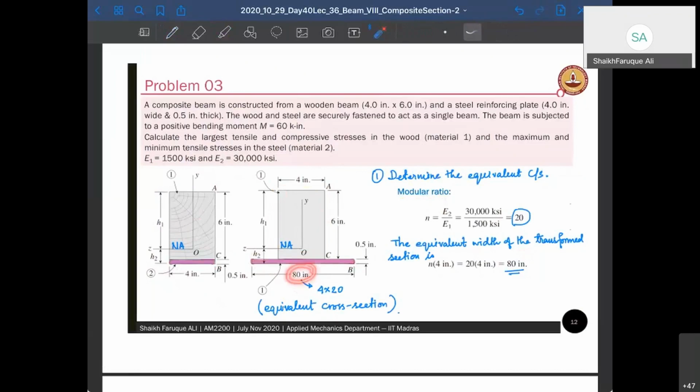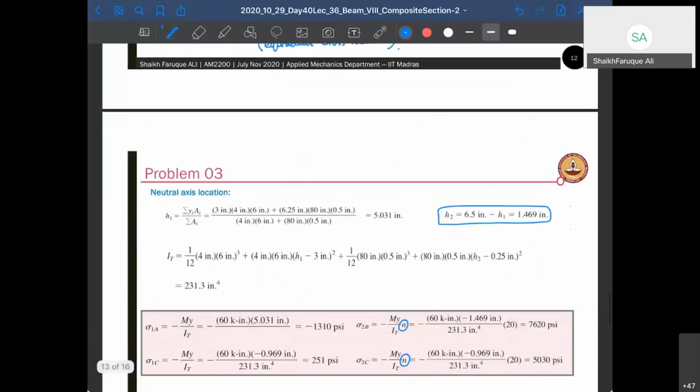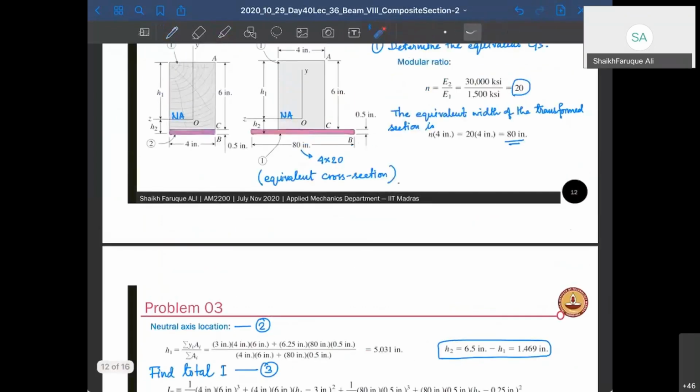Now the next part is to find the neutral axis. This is my step 2, to find the neutral axis, and my step 3 is to find the total I. How to find the neutral axis? You know how to find the neutral axis for this cross section. You find the area of this multiplied by its centroid, plus the area of this multiplied by its centroid, divided by the total area. That is what is done here.